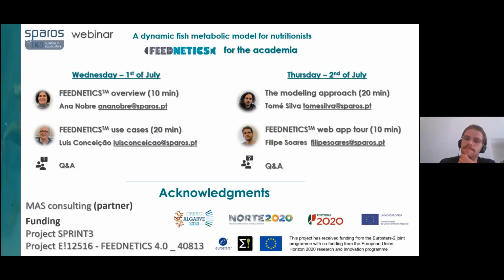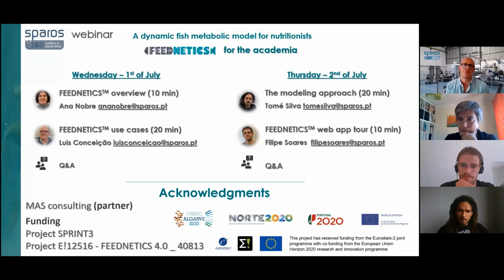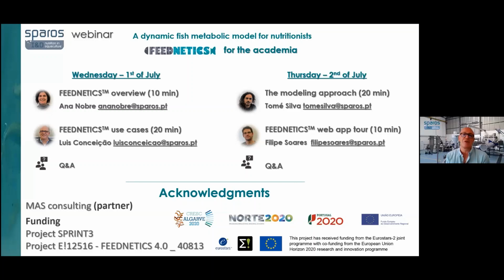I mean, FEEDNETICS was developed and calibrated and validated for juvenile fish, juvenile and adult fish. So we have not calibrated it for larvae. So at the moment, we know that simulations with fish over 5 grams are accurate, and I think we have run simulations down to 2 grams, and it's not fully validated, but the results seem to be valid as well, down to 2 grams. But below that, we cannot say if it's applicable or not. But yes, this can be studied in the future. But it would require a calibration and a validation for the larvae.